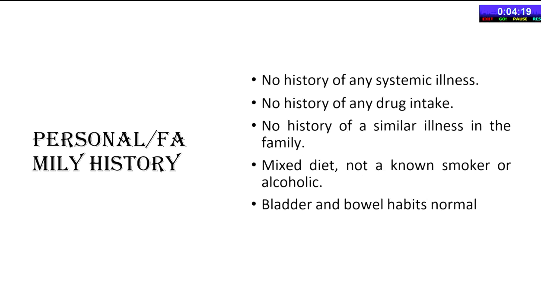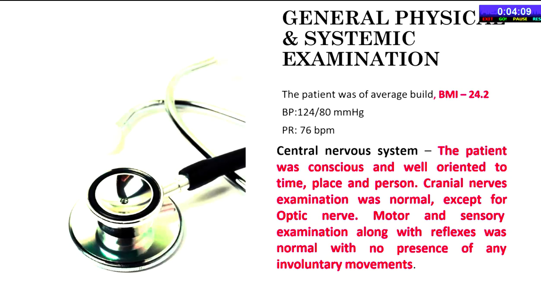On further history taking, there was no history of any systemic illness, no history of any drug intake, and no similar history in the family. She was on a mixed diet, with no history of smoking or alcohol, and bowel and bladder habits were absolutely normal. The patient was of average build with a BMI of 24.2 with normal BP and pulse rate.